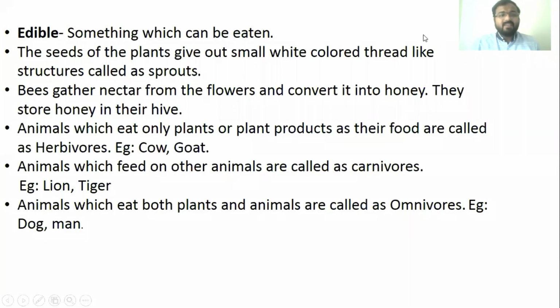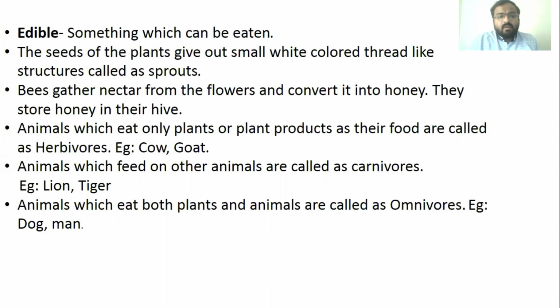Our next term is edible, something which can be eaten. Something which we can eat and our body can digest is called edible. The seeds of plants give out small white colored thread like structures called sprouts. When white structures are formed in the seeds, we say that seeds have sprouted. Bees gather nectar from the flowers and convert it into honey. They store honey in their hives or beehives.